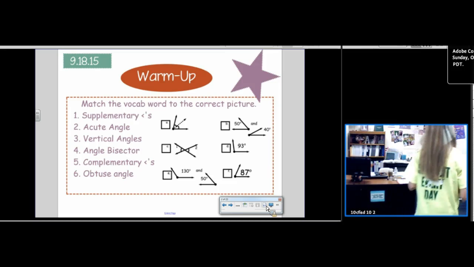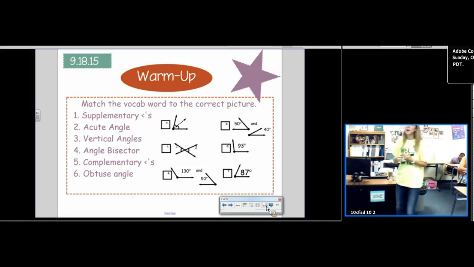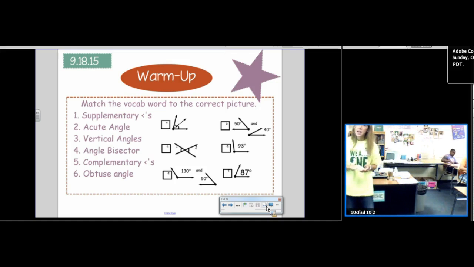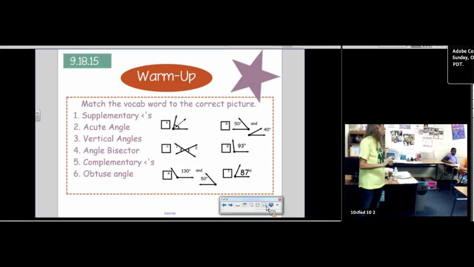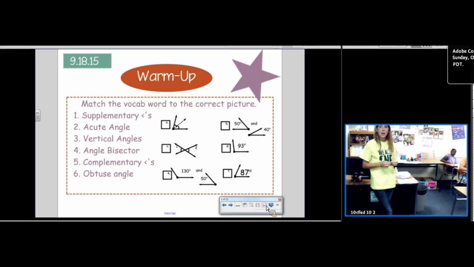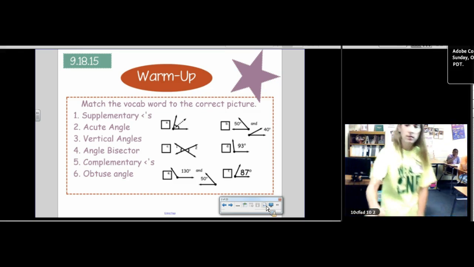So I want you to use your prior knowledge, what you already walked into this class knowing, because I haven't taught you any of this. Use your prior knowledge about angles and try to match the vocab word to the picture. I will read them just in case you're not sure how to pronounce these. Supplementary angles, acute angle, vertical angles, angle bisector, complementary angles, and obtuse angles. Get ready because I will call on you.